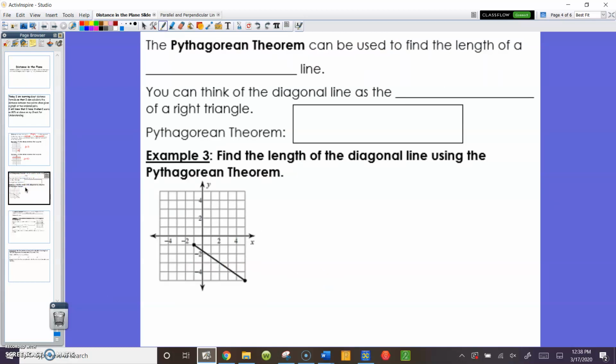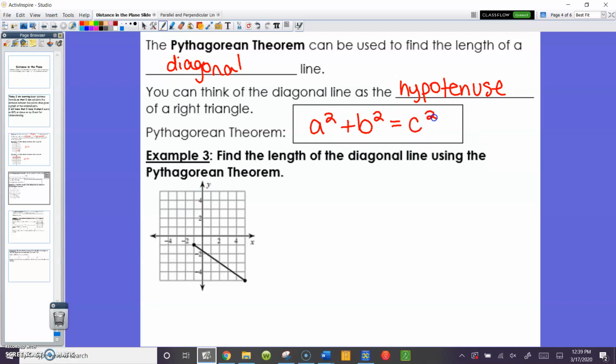Now, the Pythagorean theorem can be used to find the length of a diagonal line. So previously we found the length of vertical and horizontal lines. Now we're looking at diagonal lines where it's not possible to just simply count. We know Pythagorean theorem applies to right triangles, so you can think of the diagonal line as the hypotenuse of the right triangle. And let's remember that Pythagorean theorem is a squared plus b squared equals c squared.